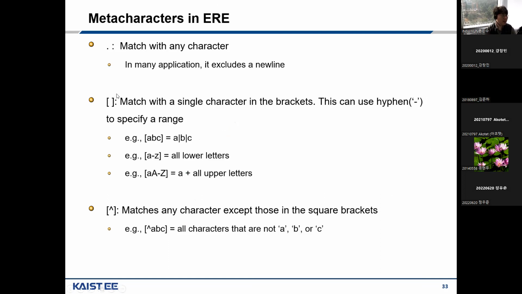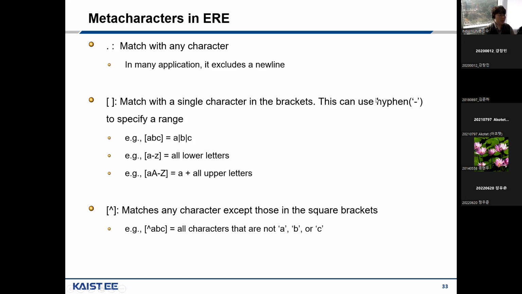And there is a match, the bracket matching. What it will do is that it can match with a single character in the brackets. You can also use a hyphen to specify a range. If you want to represent A or B or C, instead of writing that out, you can use this expression, and if you put just A, B, C in the brackets, then it will match with a single character in the bracket.